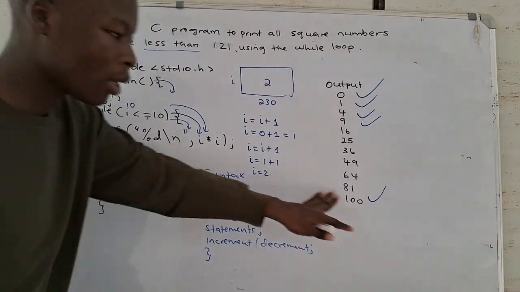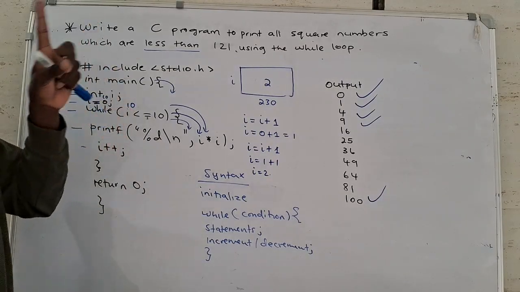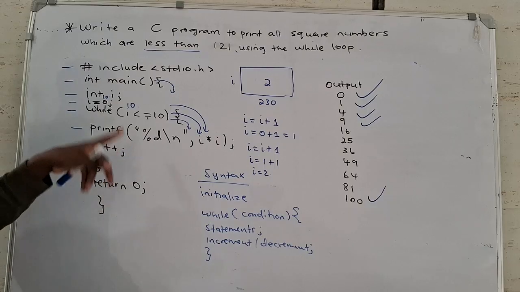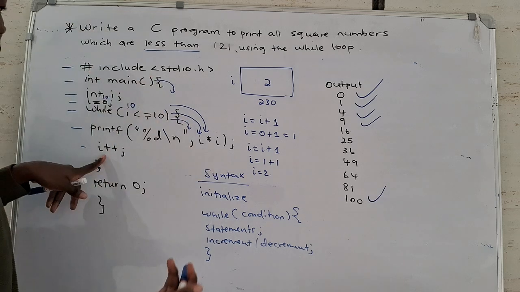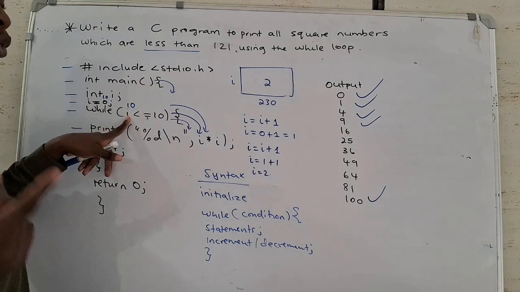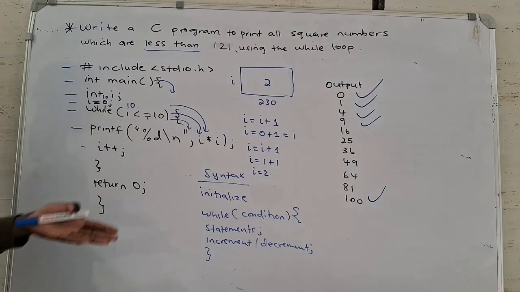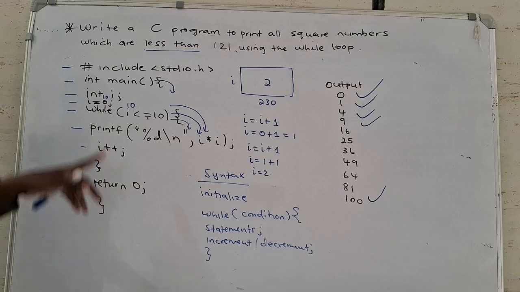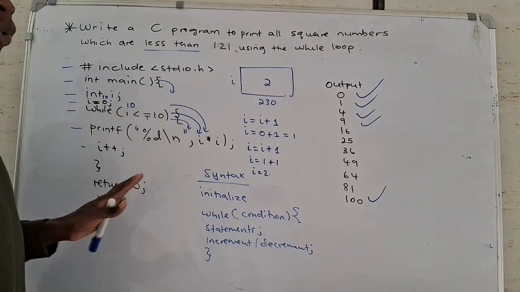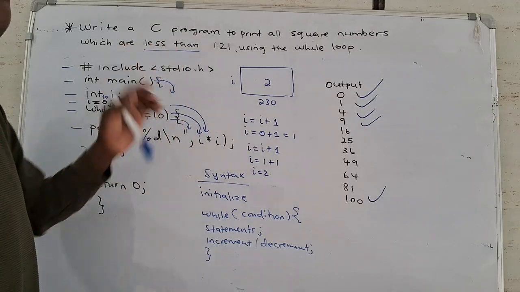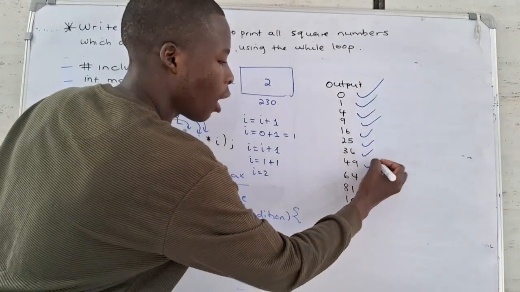After printing this 100, what is going to happen? The value of I is incremented from 10 to 11. Now I is 11. Now the compiler is going to check: 11 is less than or equal to 10. This is false. 11 is greater than 10 now. So the compiler is not going to enter inside. That's why 121 is not being printed. 121 is not part of this output. So this is the output.